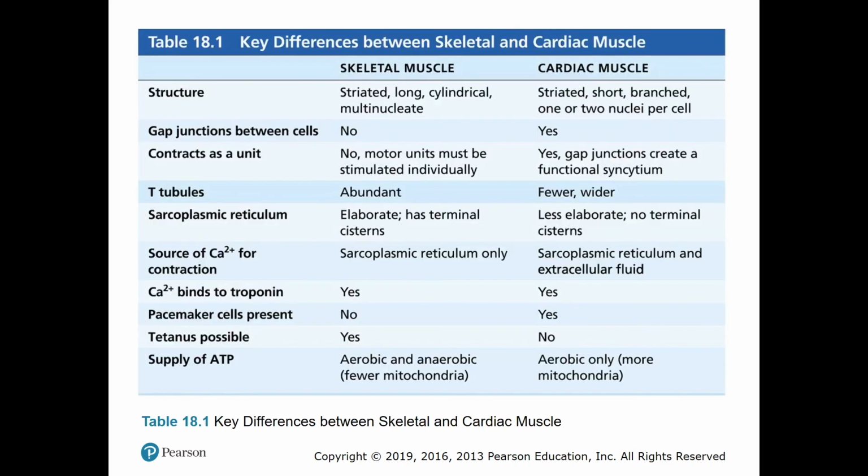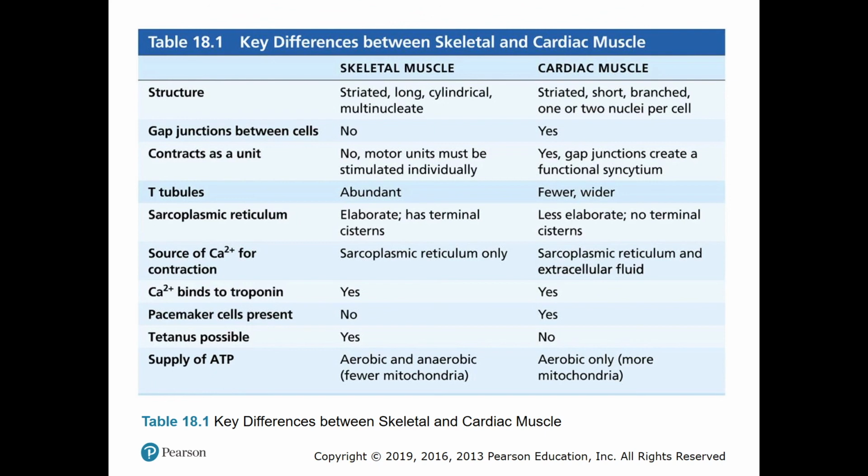Table 18.1, key differences between skeletal and cardiac muscle. In terms of structure, skeletal muscle is striated, long, cylindrical, and multinucleate, whereas cardiac muscle is also striated, but it's short, branched, and has one or two nuclei per cell. Are there gap junctions between the cells in skeletal muscle? No, whereas they are present in cardiac muscle. In terms of contracting as a unit, skeletal muscle doesn't. Motor units must be stimulated individually, whereas cardiac muscle does contract as a unit because of the presence of gap junctions that create a functional syncytium.